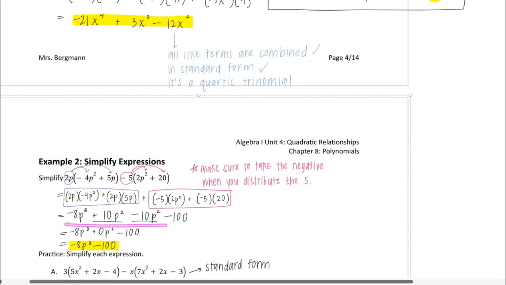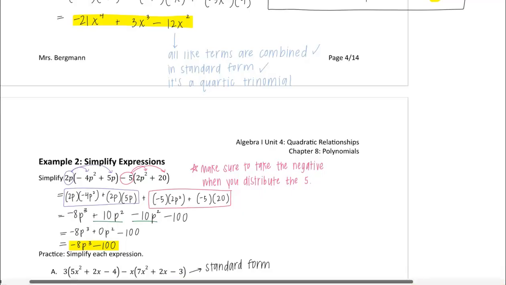Once you have it distributed, you have 4 terms. You have to check if all like terms are combined. Remember, like terms have the same variable with the same power. So 10p squared and -10p squared are like terms. When you combine together 10p squared and -10p squared, that makes 0p squared because 10 minus 10 is 0. You don't need to write 0p squared because 0 multiplied by anything is going to be 0. So that's going to go away, and all you're left with is the -8p cubed minus 100.